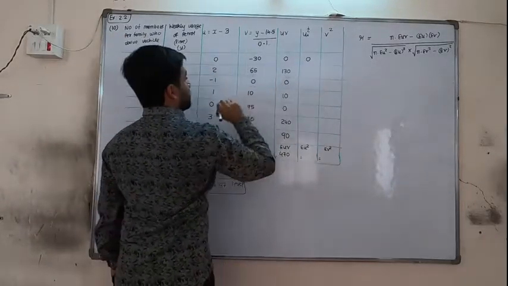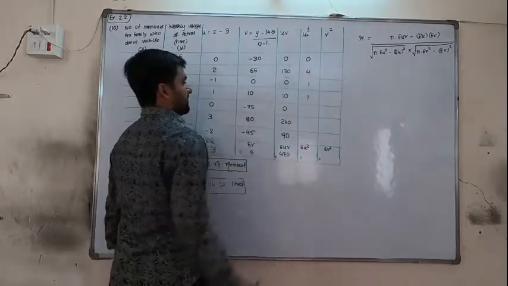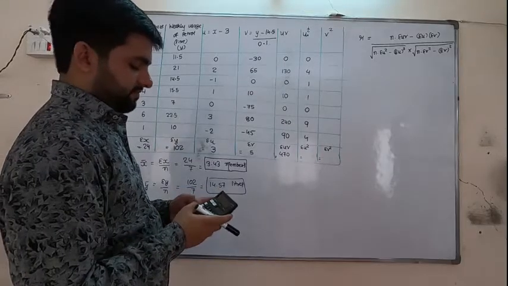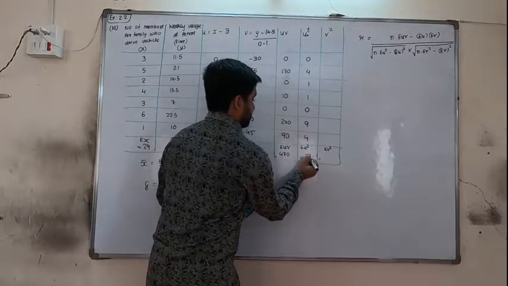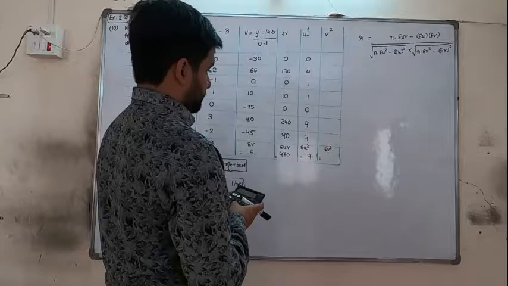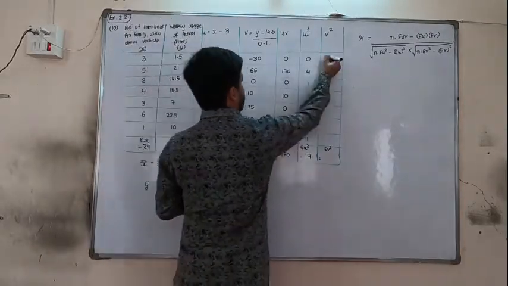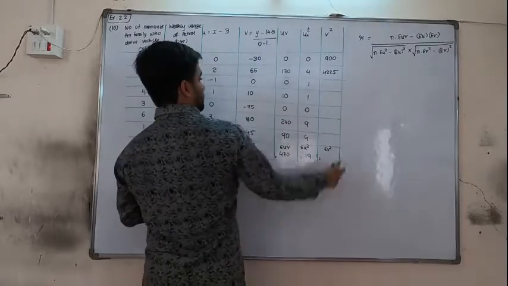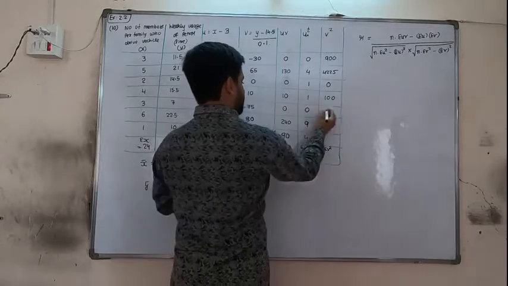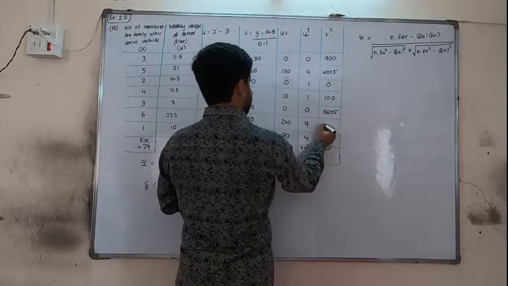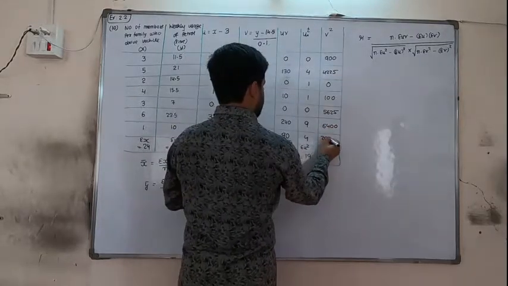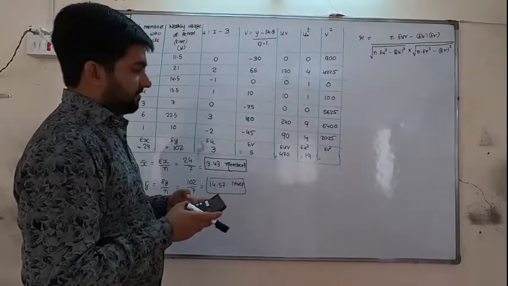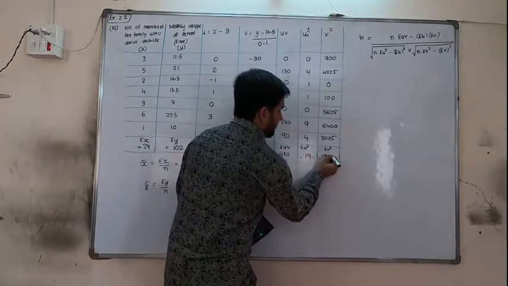Now U square. 0 square 0, 2 square 4, 1 square 1, 1 square 1, 0 square 0, 3 square 9, 2 square 4. So 4 plus 1 plus 1 plus 9 plus 4 is 19. Now V square. Minus 30 square is 900. 65 square is 4225, only one value which is very large. 0 square 0, 10 square 100, 75 square, this is also a large value, 5625, 80 square 6400, and 45 square is 2025. So 900, 4225, 100, 5625, 6400, 2025, a little big value, 19,275.